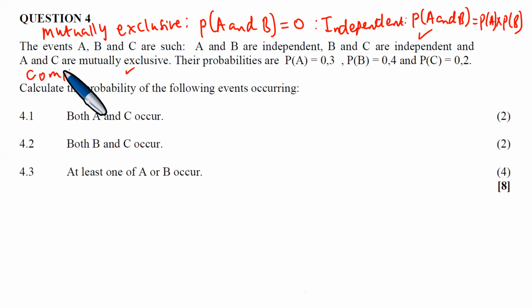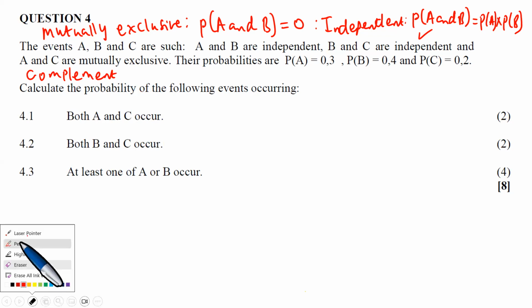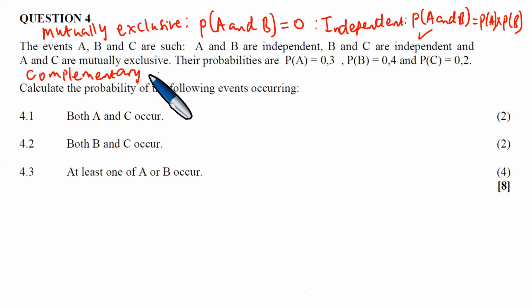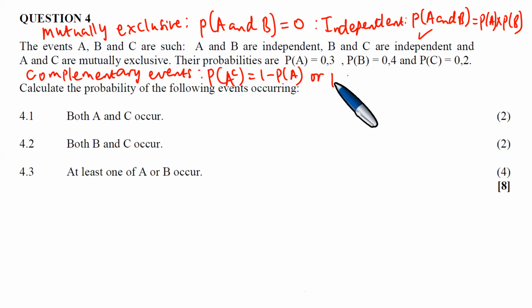And then we have complementary events. What are complementary events? Normally, we speak about the complement. In other words, the probability of A complement is 1 minus the probability of A. So you can say the events are complementary if the probability of B is 1 minus the probability of A. So A and B are complementary events.